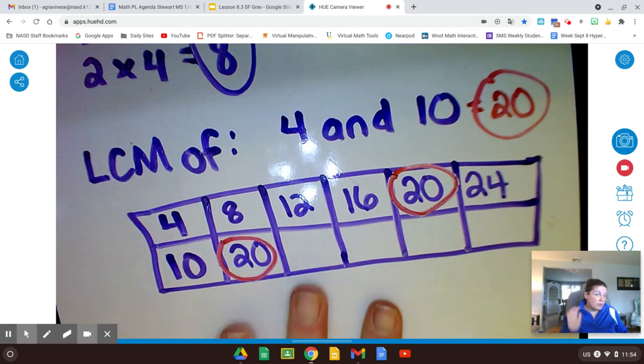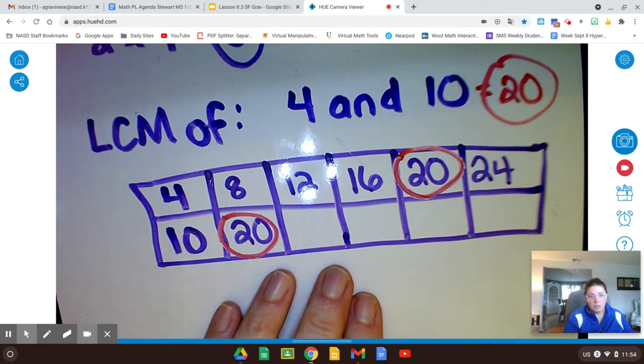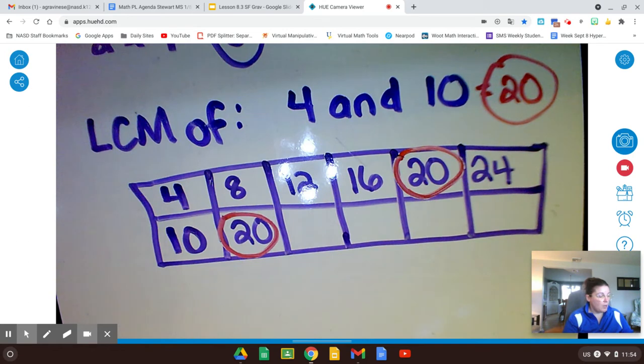All right, so just as a heads up, this skill can be used when working with fractions, and we're going to do that a little bit this chapter, but a lot next chapter when we add and subtract fractions. So this is one of those skills that you really need to know, okay?